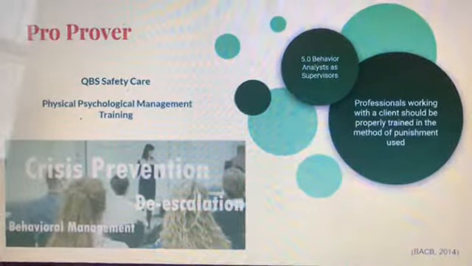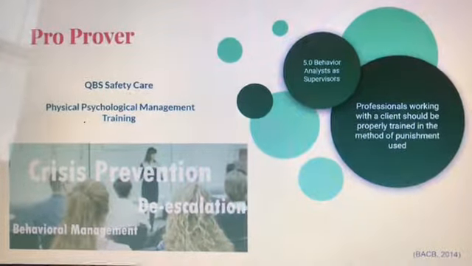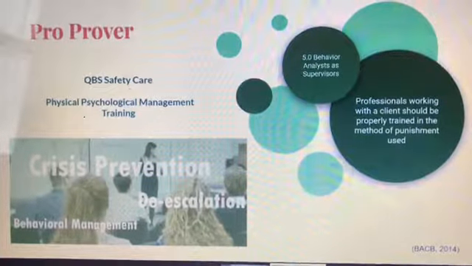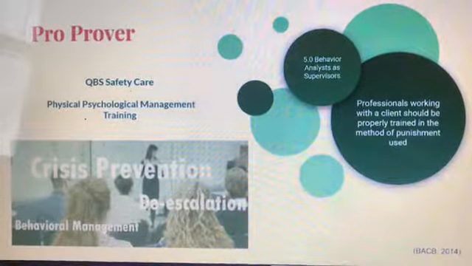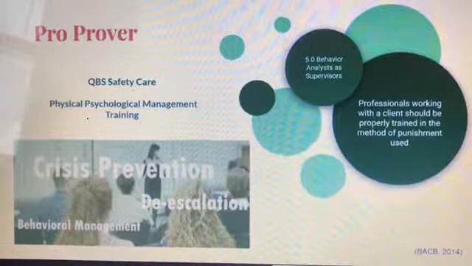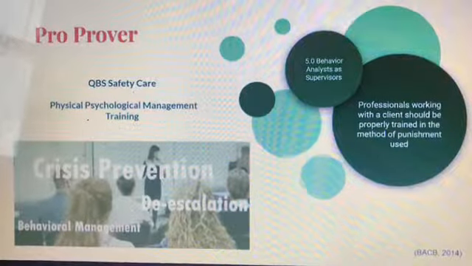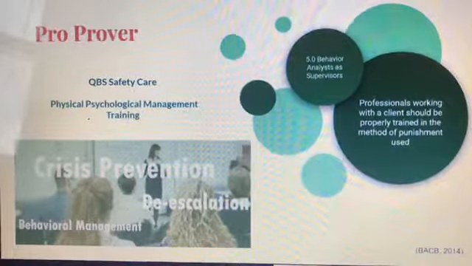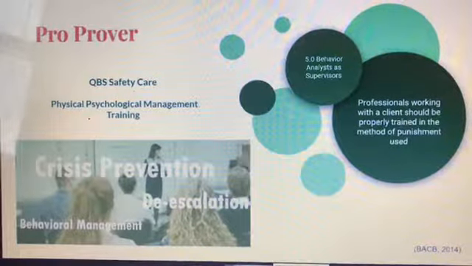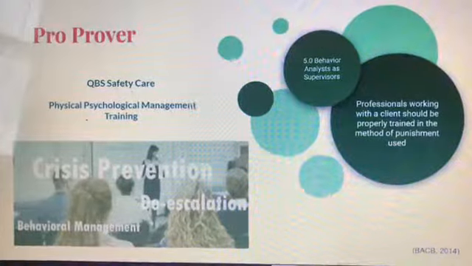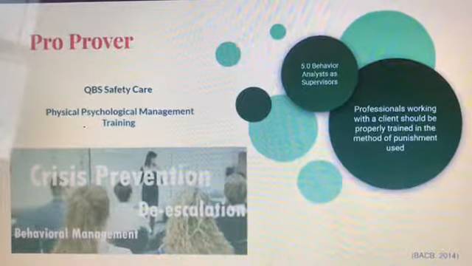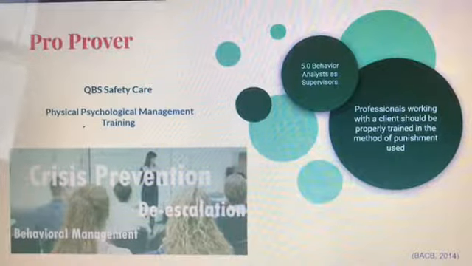Punishment is done right when the BCBA ensures all who are carrying out such punishment strategies are properly trained in the methods, as part of Ethical Code 5.0, behavior analysts as supervisors. For example, there are special crisis management trainings such as Safety Care and physical and psychological management training. These trainings involve participants learning and practicing methods of de-escalation, self-defense, and physical restraints.